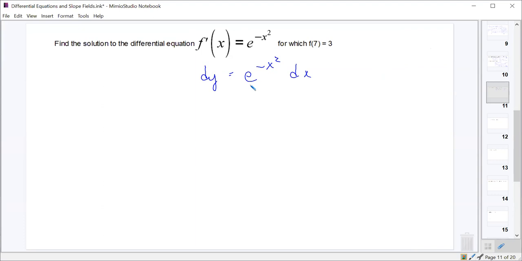In fact, this is a bigger problem than you might expect. E to the negative x squared is a function that does not have an explicitly defined integral. You cannot just write a function that is the integral of e to the negative x squared. It doesn't exist. There's no function that we can just write out that has a derivative which, when you take it, gives you e to the negative x squared. So there is no integral of e to the negative x squared.